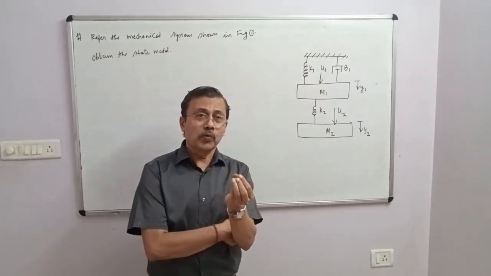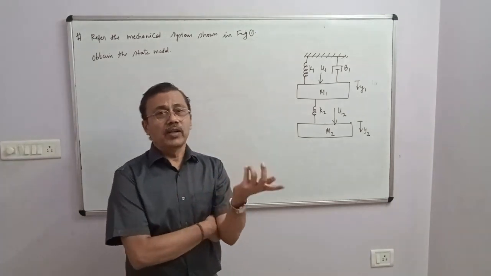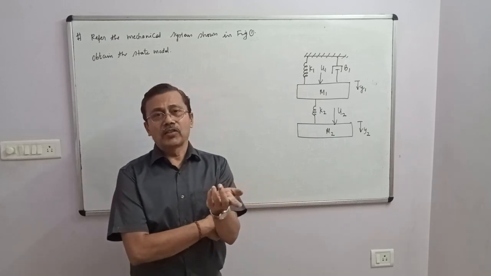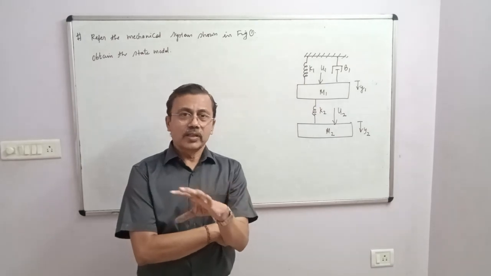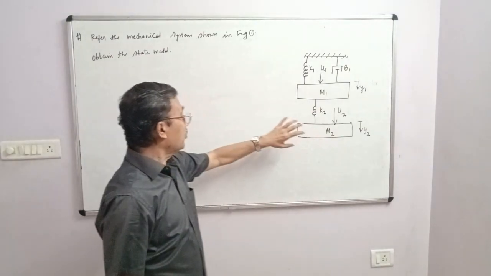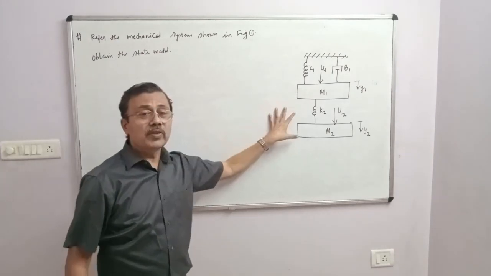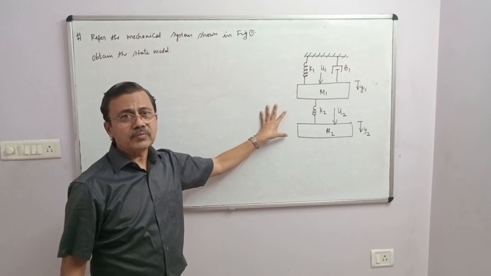Which are those 4 variables? You think it over. Again I will give you a hint: y1 equal to x1, y2 equal to x2, y1 dot is equal to x3, y2 dot is equal to x4. I almost solved the problem. You have to sit and work it out. This is a very, very important problem. This problem is from the prescribed textbook, Nagrath and Gopal.